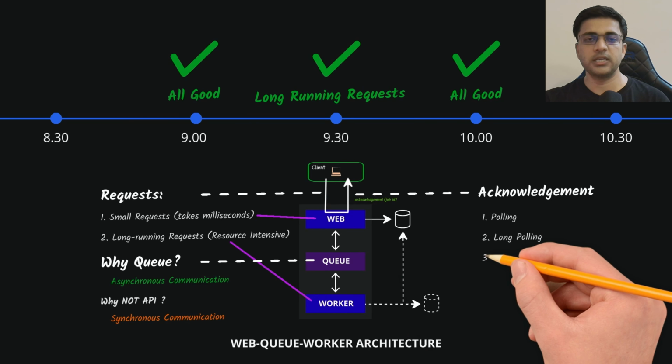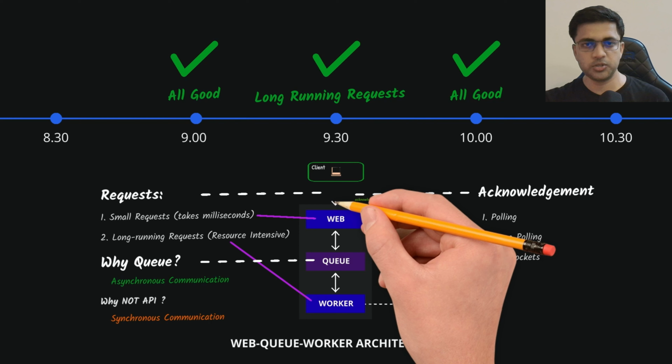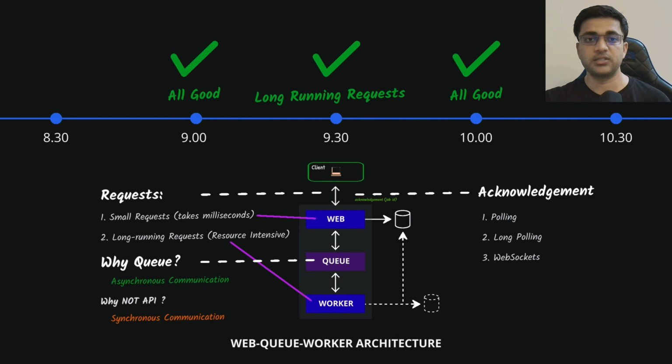This continues happening until the result is ready. And the third option is WebSocket, where the server pushes the result to the client as soon as it is ready. So, what do you think? Which approach is the best? Polling, long polling, or WebSocket? Write your answer in the comments, but think carefully before you answer because this is a tricky question.